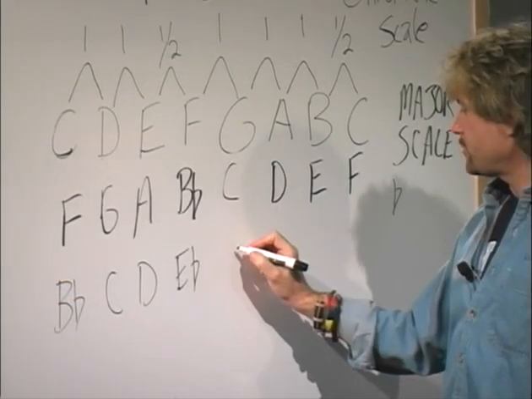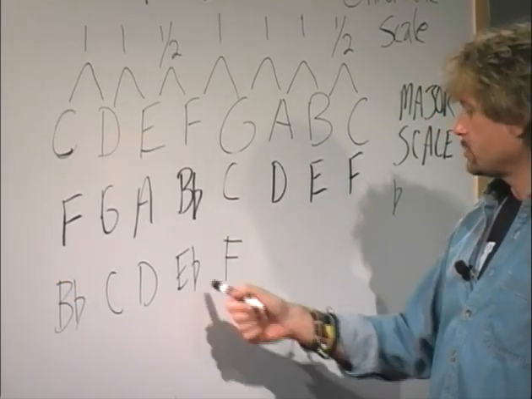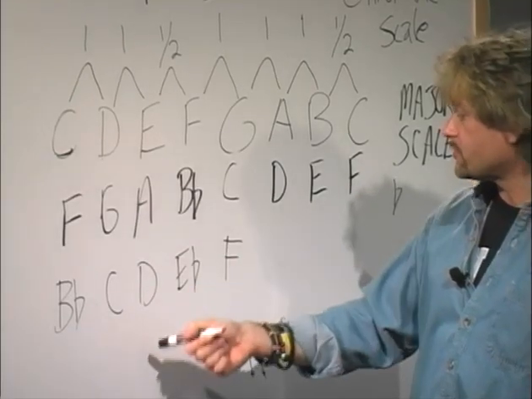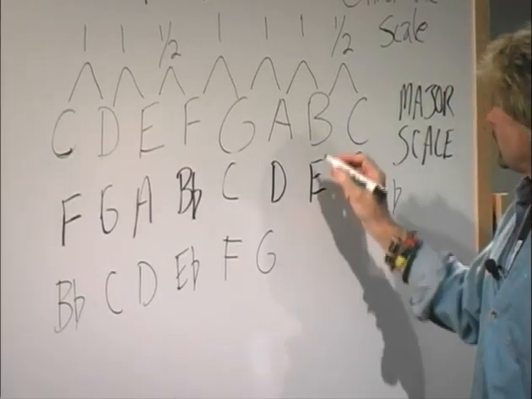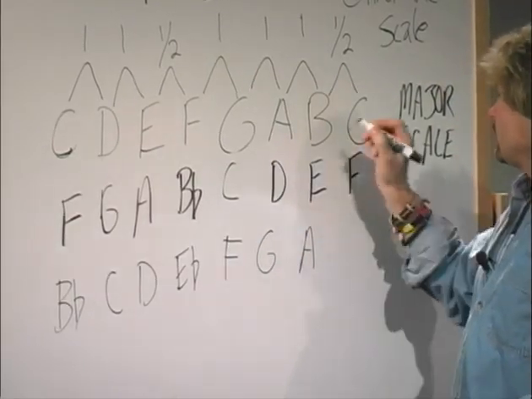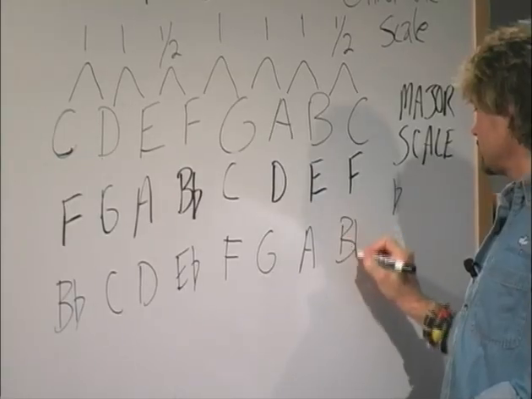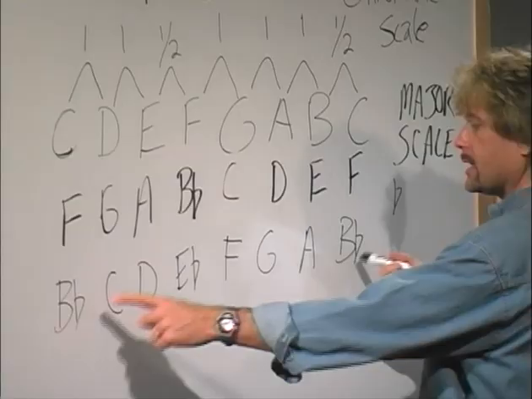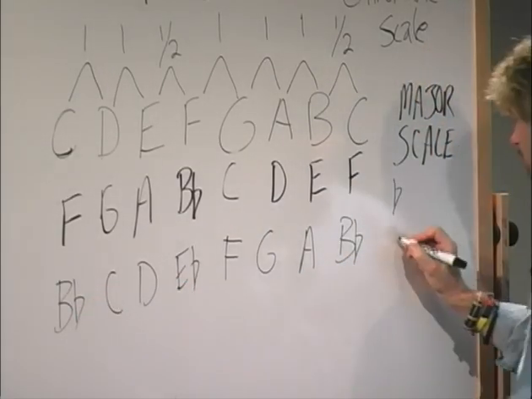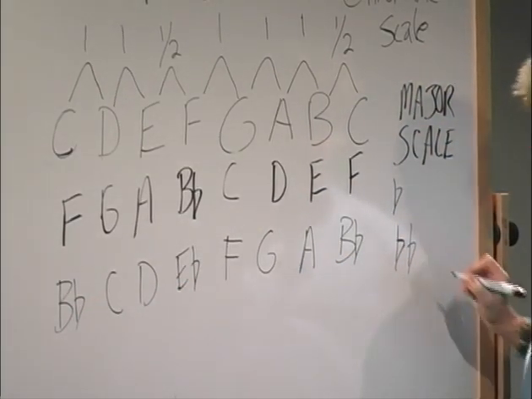Whole step up from E flat is F, because remember E to F is half a step, so E flat to F would be a whole step. Whole step up from F is G. Whole step up from G is A. Half step up from A is again B flat. Now, notice this is the same note, so that only counts as one flat. And we've got two flats now, okay?